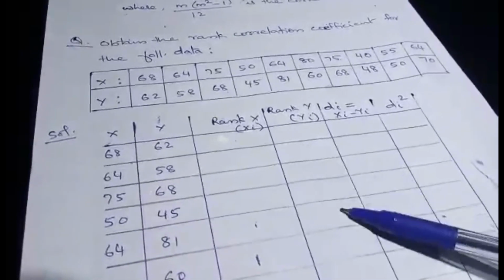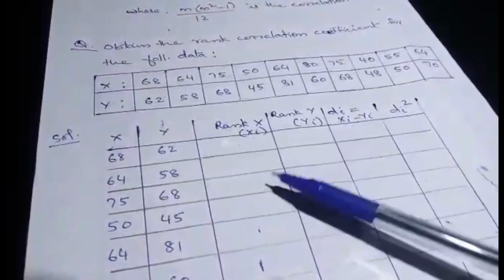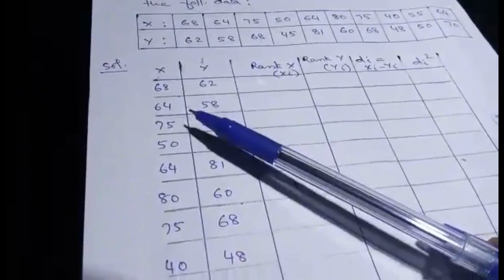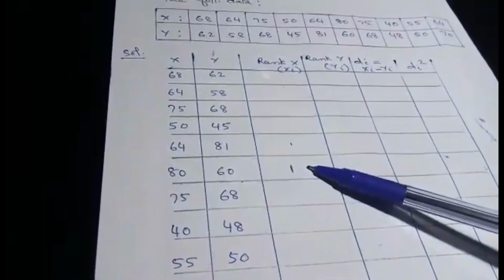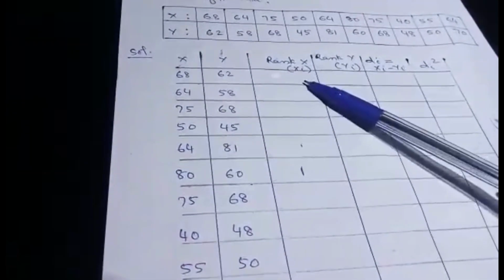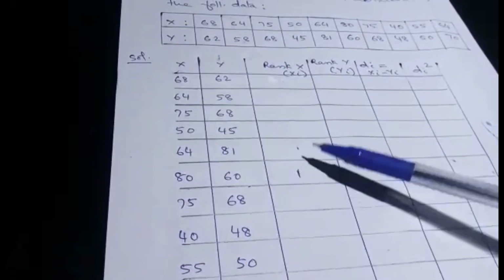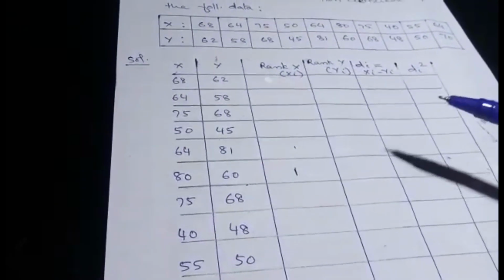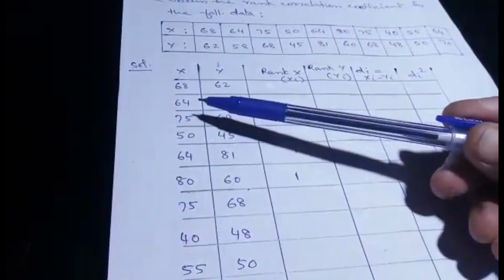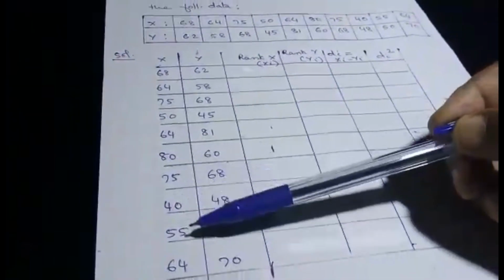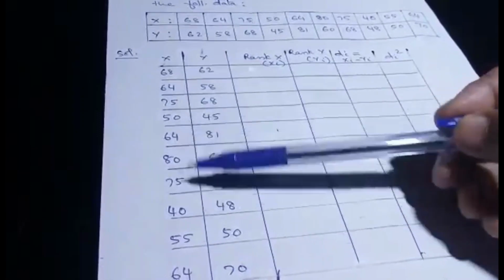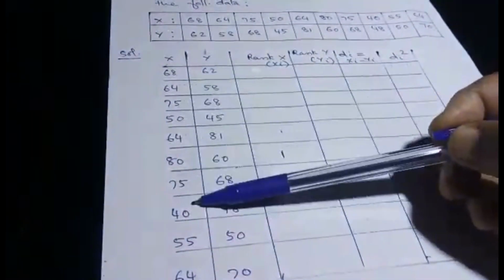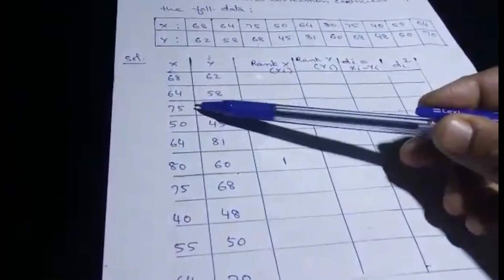Xi you have to find and Yi also you have to find. That is the original X value; for calculation you have to find rank X and rank Y. So here the highest value for X is 80, so in the first row you write Xi as 1. Next you have to find the next highest value. The next highest value is 75, and 75 appears twice. That means two ranks, 2 and 3.